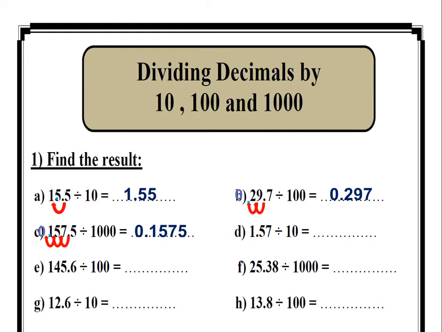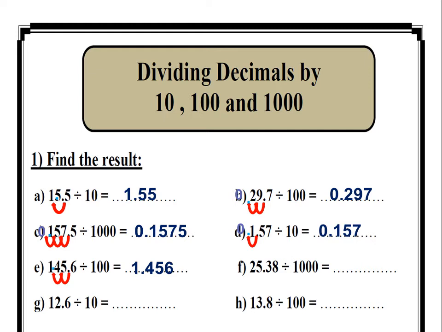D, 1.57 divided by 10. 1 zero, 1 step backward. So here is the decimal point before the 1. So my answer is going to be 0.157. E, 145.6 divided by 100, 2 zeros, 2 steps to the left, 1, 2, so the new position is between the 1 and the 4, so it's going to be 1.456.